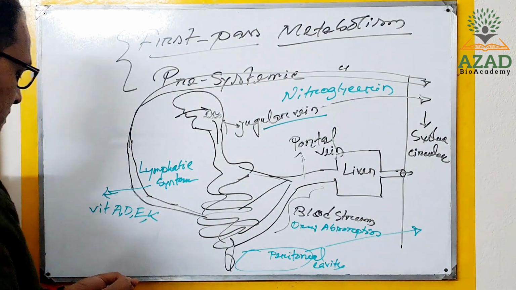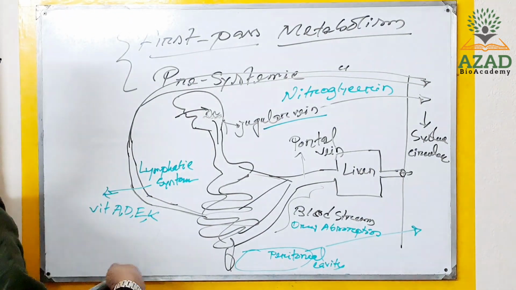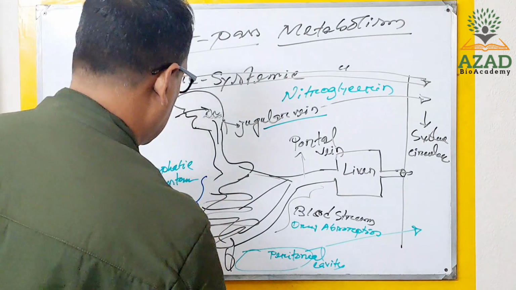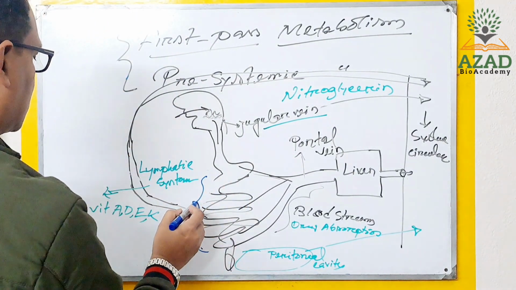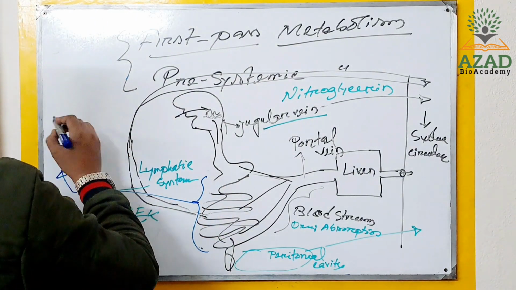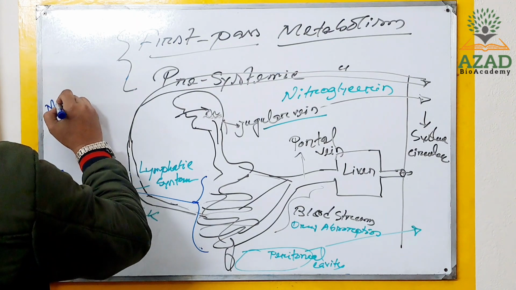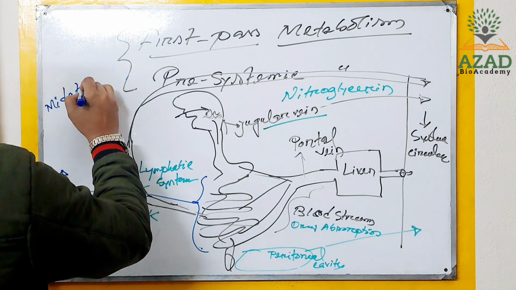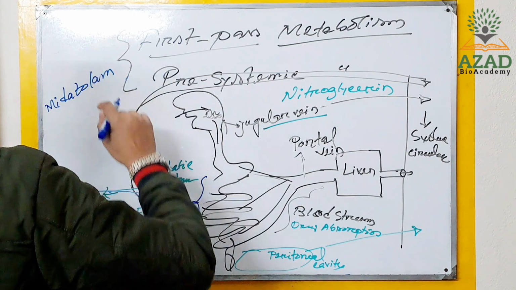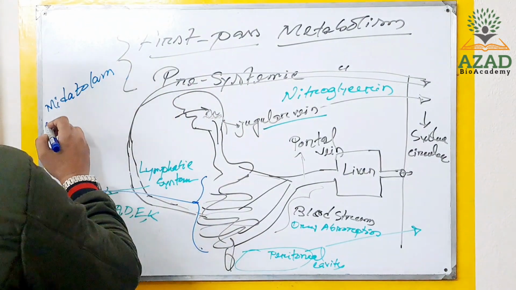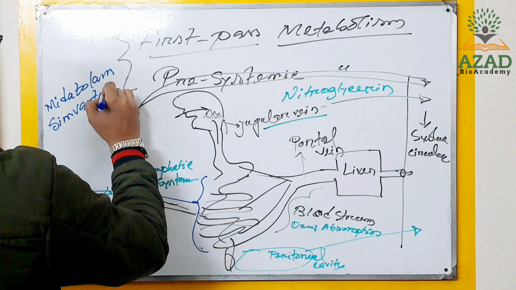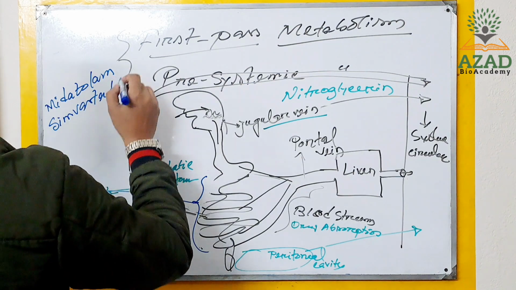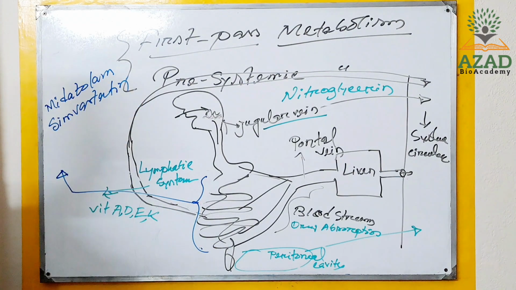So we can go for some examples. Which drugs will metabolize in the intestine? So those drugs are basically midazolam. This is a sedative hypnotic drug, and simvastatin. This is the lipid lowering drug.